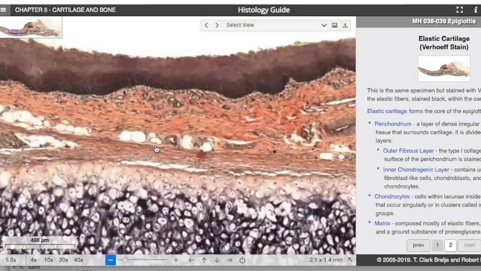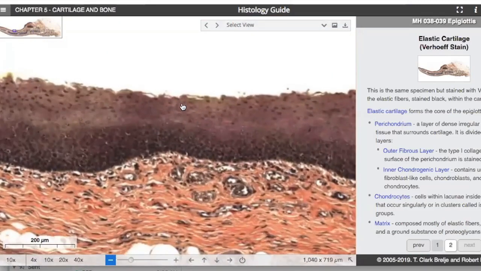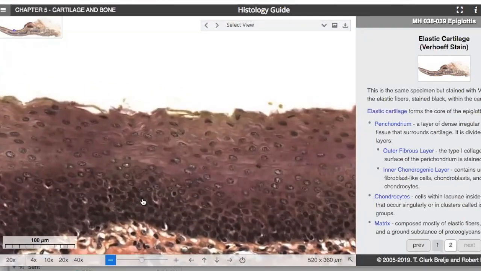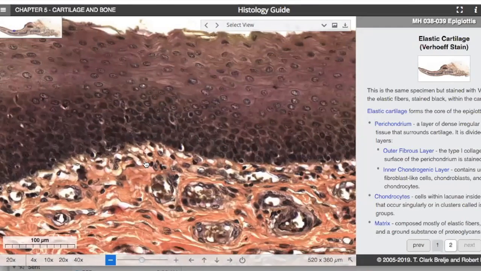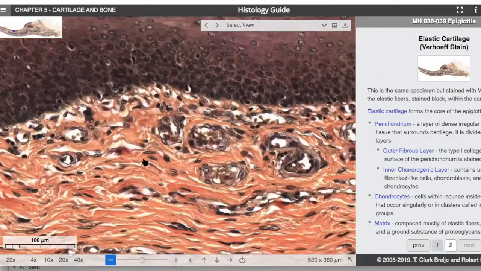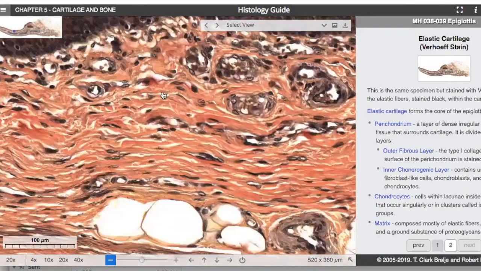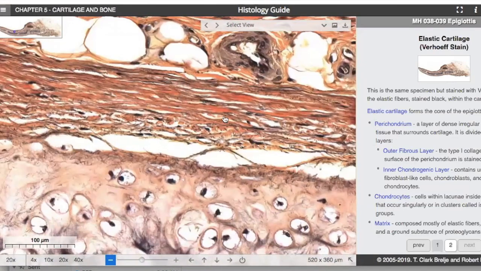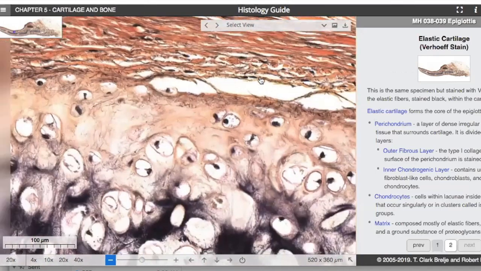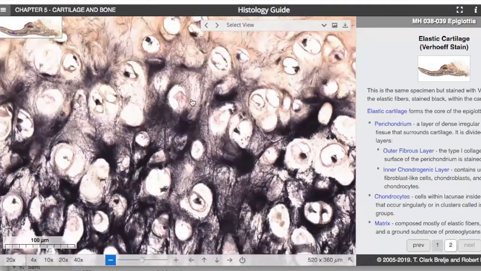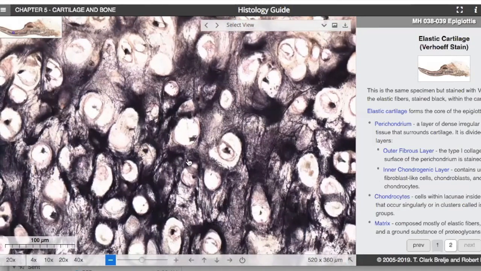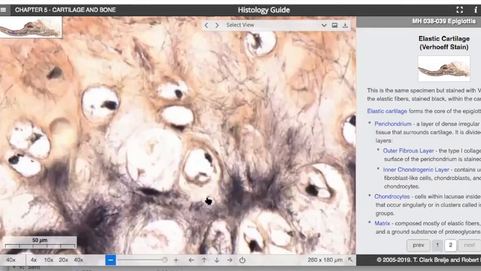Okay, again, just for review, here's the stratified squamous non-keratinized epithelium. This is the connective tissue, the fibrous connective tissue underneath. There's a couple fat cells, then you get to the fibrous layer of the cartilage right here. And so over here, this is a little more distinct, all those elastic fibers running through the cartilage tissue right there. Right? So this gives the cartilage a lot more flexibility.